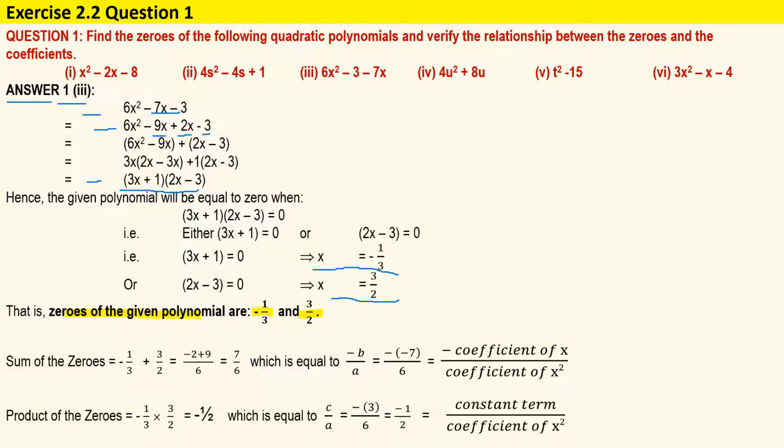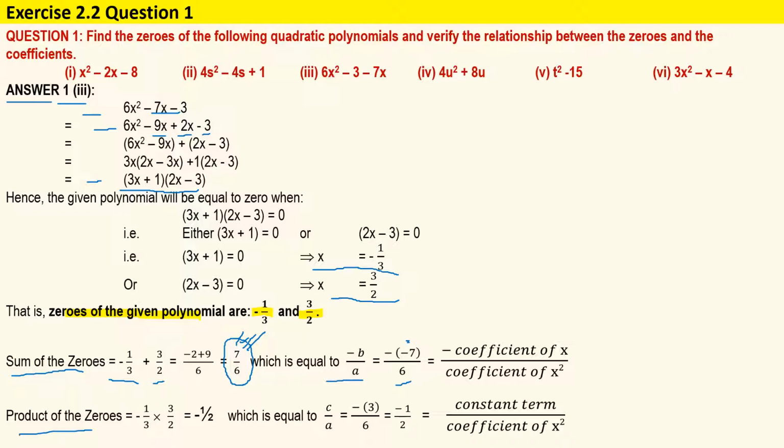Now let's verify. First see what's the sum of the zeros that we have found. The sum will be equal to −1/3 + 3/2, which is equal to 7/6. And this sum is indeed equal to −b/a, because b is −7. So −b/a will be 7/6, and that 7/6 is equal to the 7/6 that we found by summing up the zeros.